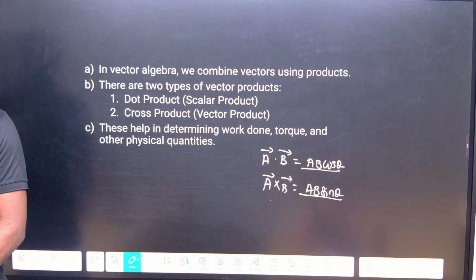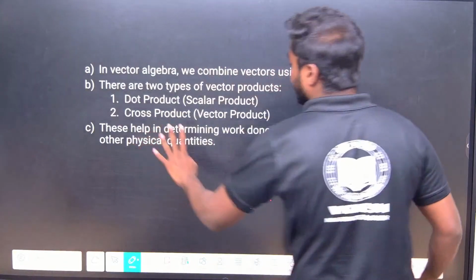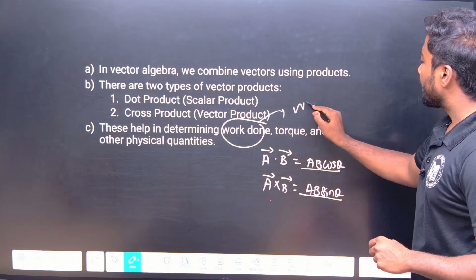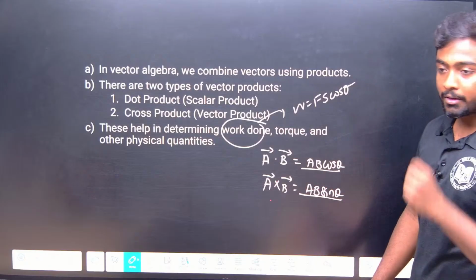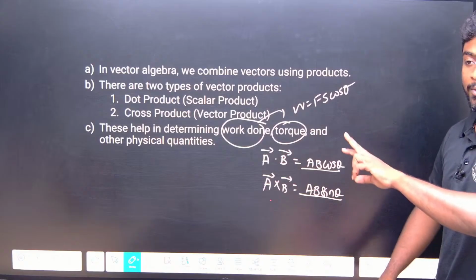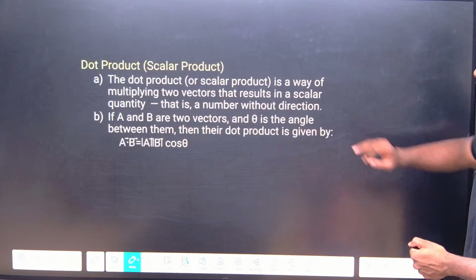Yeah, we'll see the questions also. Now, this helps in determining work done, torque, and other physical quantities. The work done formula is Fs cos theta, that is F dot S. When we talk about torque, it is force into displacement into sin theta, that is Fr sin theta. Okay, now the dot product.